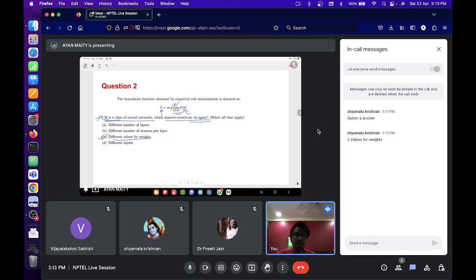So basically the space for H is the different values of weights, because the number of layers and number of neurons are already fixed, because we are training the neural network on a given data. So the number of neurons and number of layers cannot change during the training process, but we can change the weight values for the neural network, and this is what we are doing here. So option C is the correct answer. Option C, different values for weights.